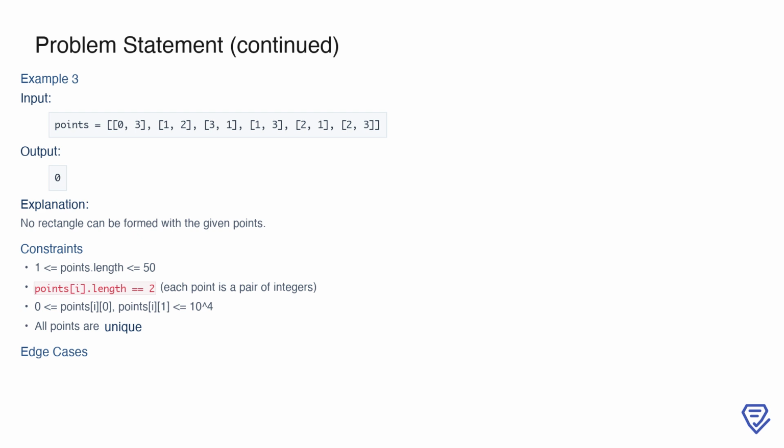The input list can have anywhere between 1 and 50 points, and each point is represented as a pair of integers. Additionally, the x and y coordinates of the points can range between 0 and 10,000, and all points provided in the input are guaranteed to be unique.